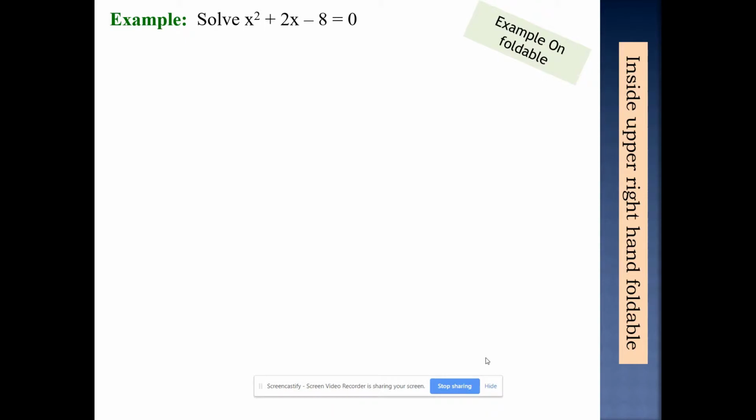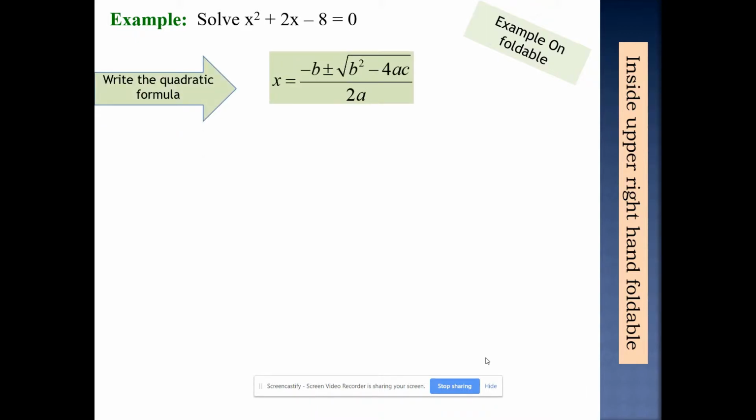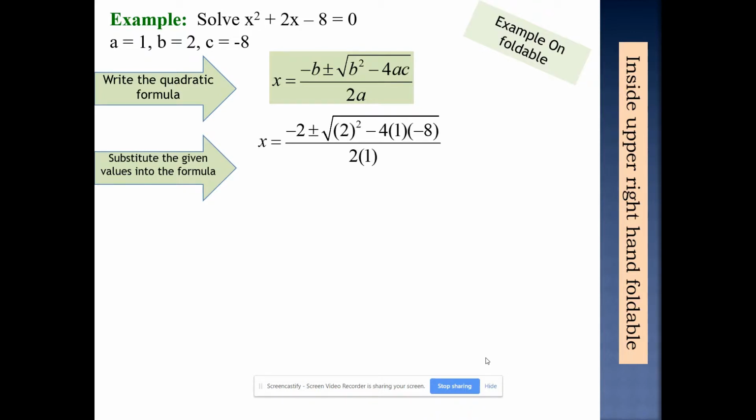So we're going to go to the first example in our foldable. We're solving x squared plus 2x minus 8 equals 0. First thing, whenever you're using a formula, is you write the formula first. And then you're going to substitute the values into the formula. Well, we need to figure out what's a, what's b, and what's c. Since x squared does not have a number in front of it, it's always an invisible 1. Then we have b, which is 2, and c, which is negative 8.